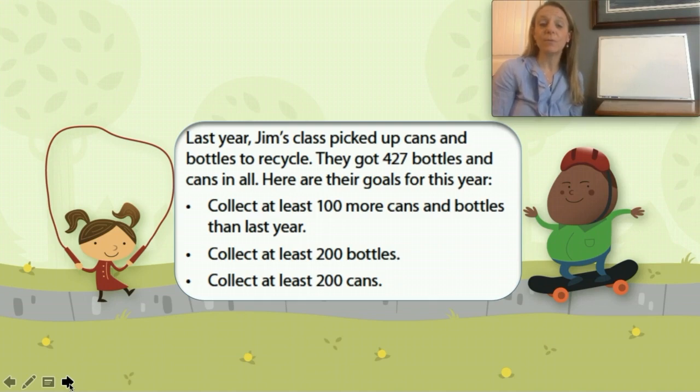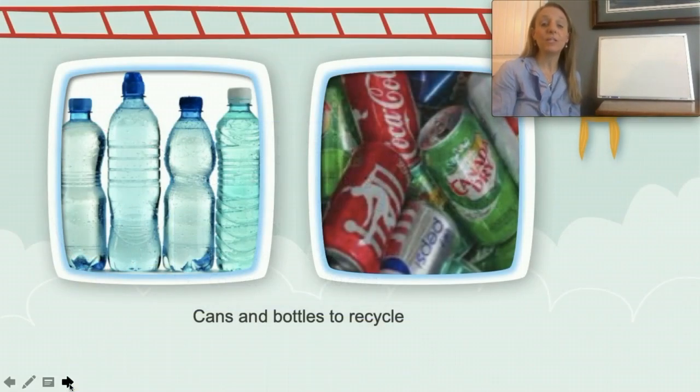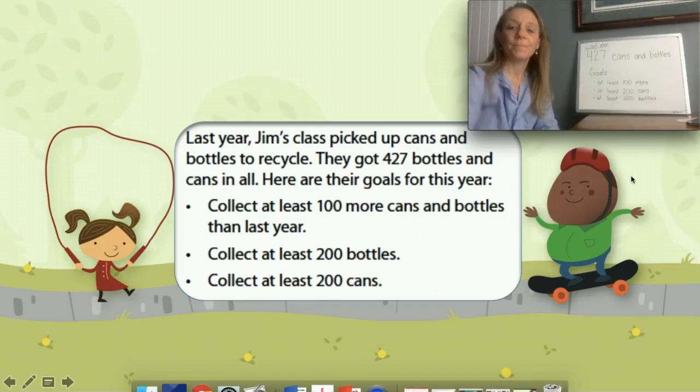Okay, so remember, when we read it the first time, we just want to read to see what the problem is about. So what is this problem about? What has Jim done? Or his class? Okay, very good. This is about cans and bottles to recycle.